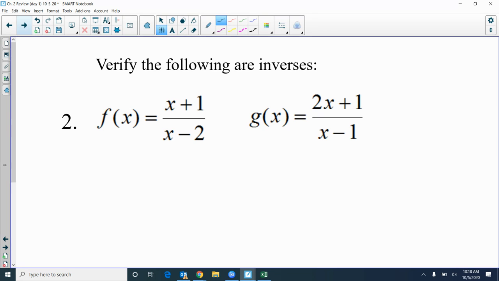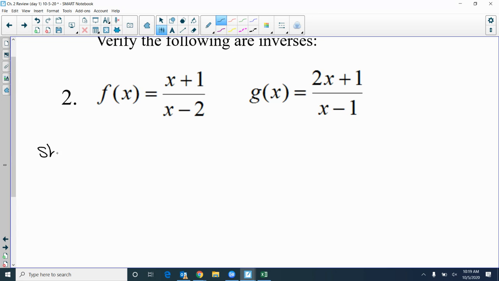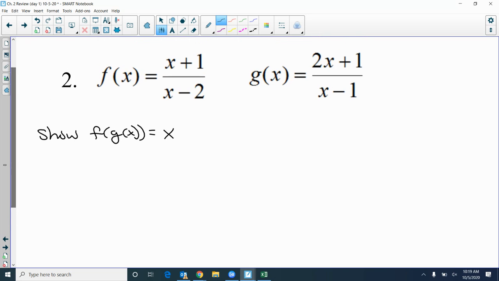Okay, so f of x equals x plus 1 over x minus 2, and g of x equals 2x plus 1 over x minus 1. All right, to save a little bit of time, we're not going to do both directions. I'm not going to do f of g of x and g of f of x. We're just going to do one of them. Now, if they are inverses, f of g of x has to equal what? It has to simplify to x. We know what we're doing, and we've got to get that. So let's do that. We're going to show f of g of x equals x.